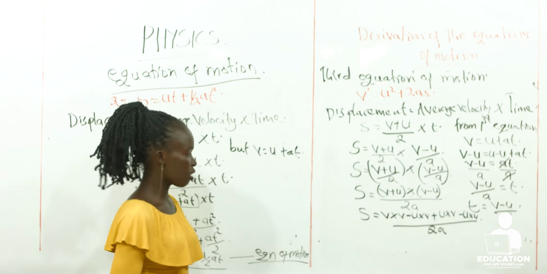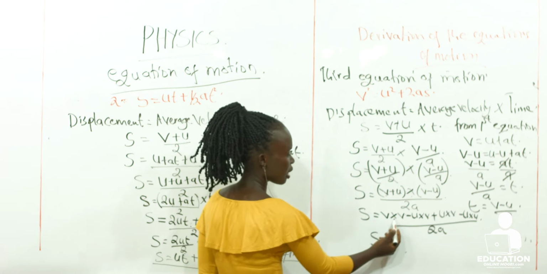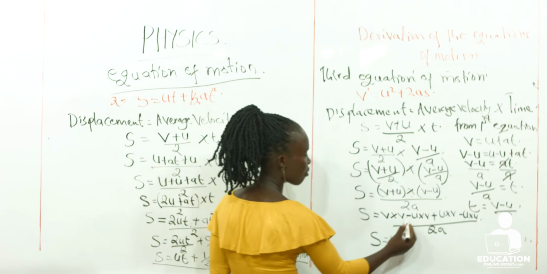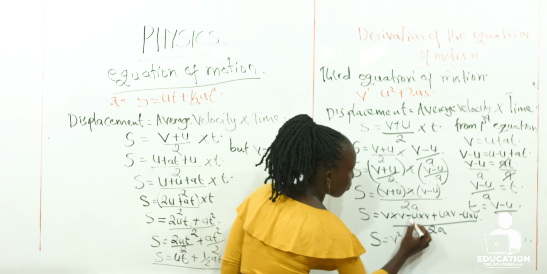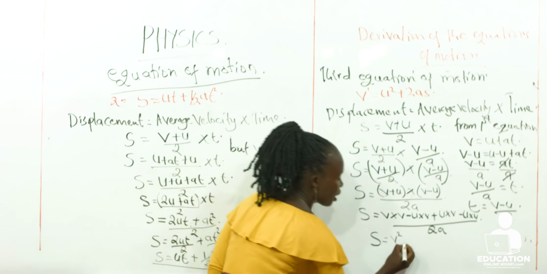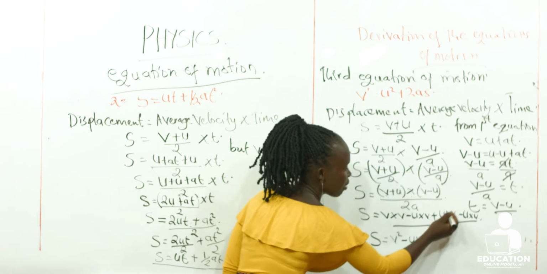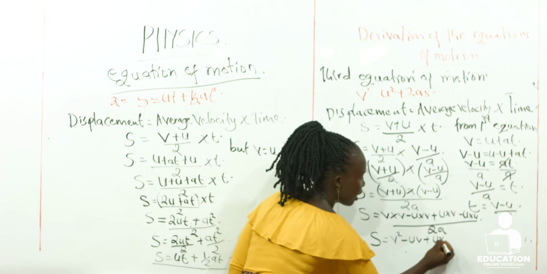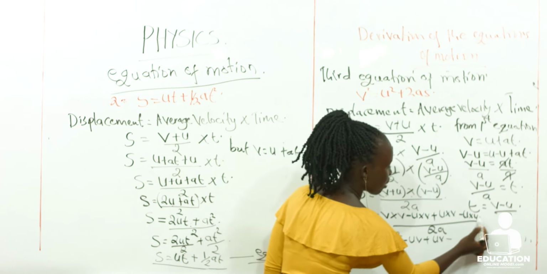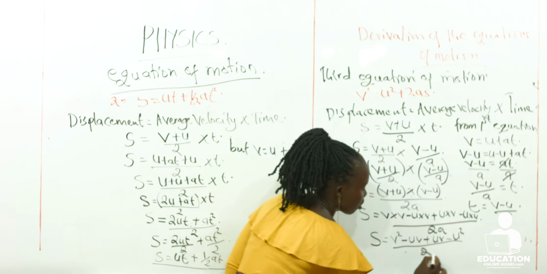So if we have it that way, let's see. We have v times v, which will give us v squared. We have our negative u times v. What shall we have? We shall have uv, then plus v times u. We shall have uv again, and then we shall have minus, we have u times u, which is u squared. The whole of this is over 2a.